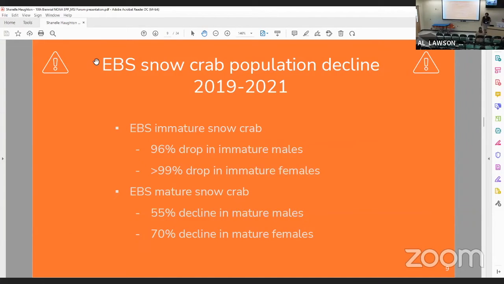Since 2019, there has been a substantial decline in the population of snow crab, a very drastic decline. This drastic decline in immature snow crab has serious implications on fishery recruitment as well as recovery of this fishery. This decline also suggests a substantial drop in the economic value of this fishery, which could be detrimental to communities that are dependent on this important resource.